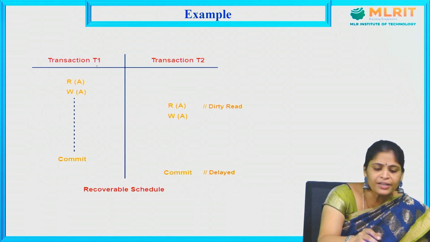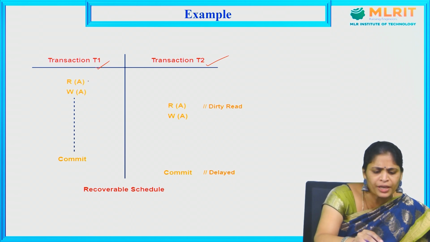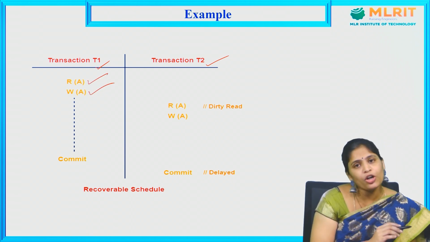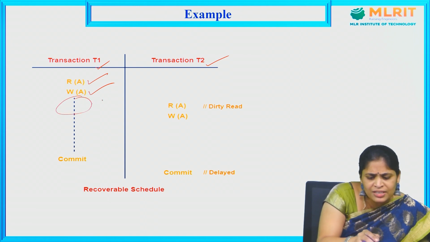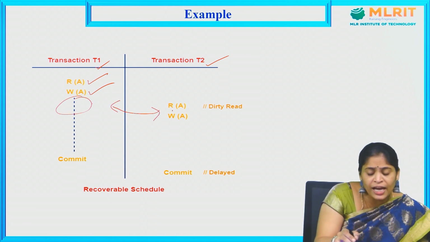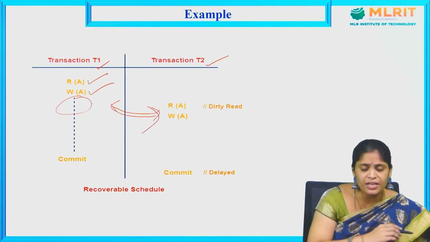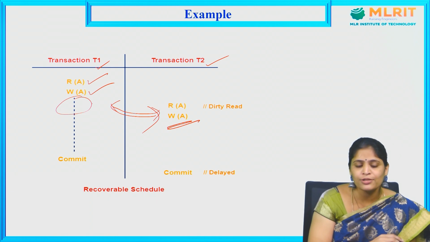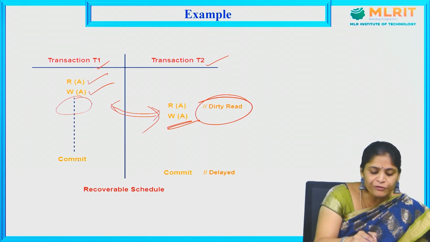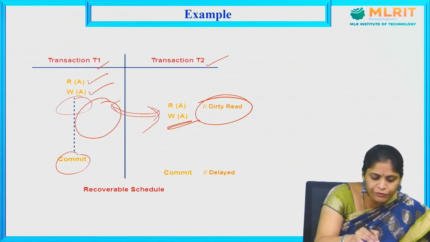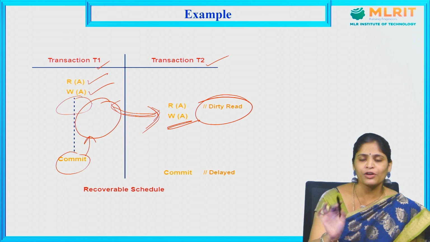See here, we have two transactions T1 and T2. In transaction 1 we are performing read of A and write of A, a read operation and a write operation. Meanwhile, without committing here, T2 has occurred and it wants to read the data from transaction T1. It has read the data that T1 already updated. This read is called what? Dirty read. Why? Because before committing, in between, it has read the data.